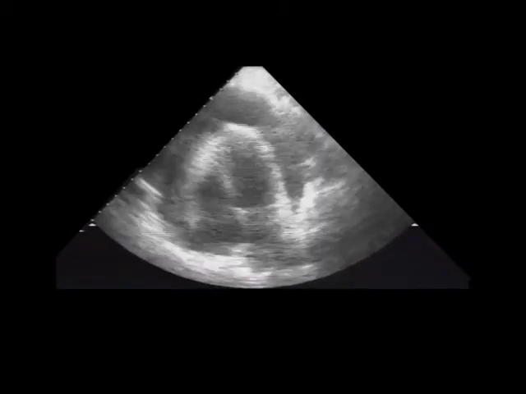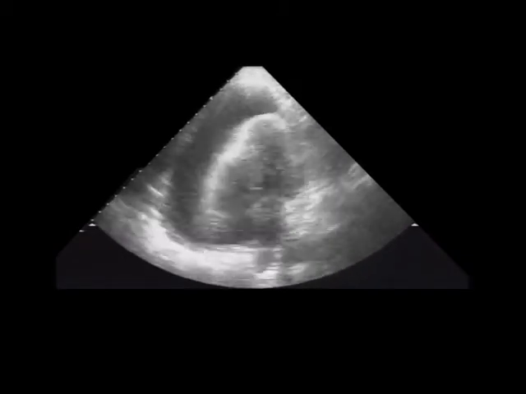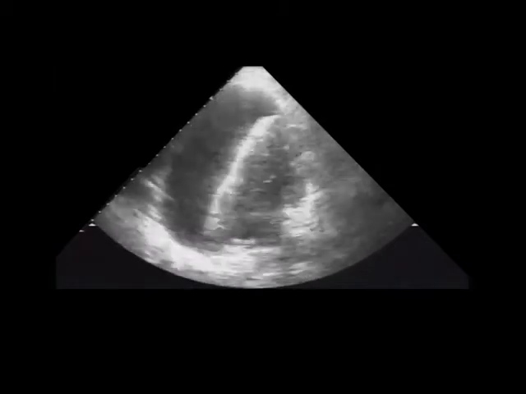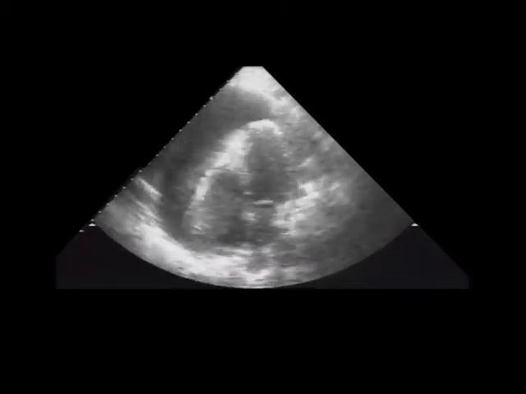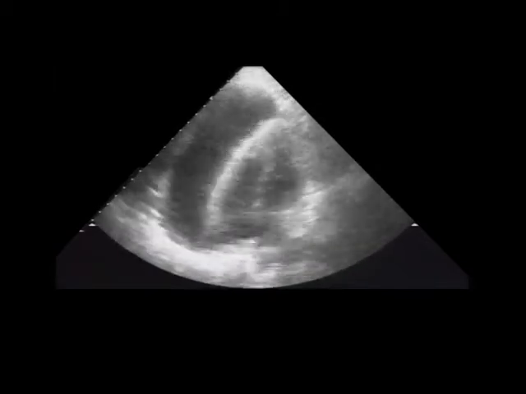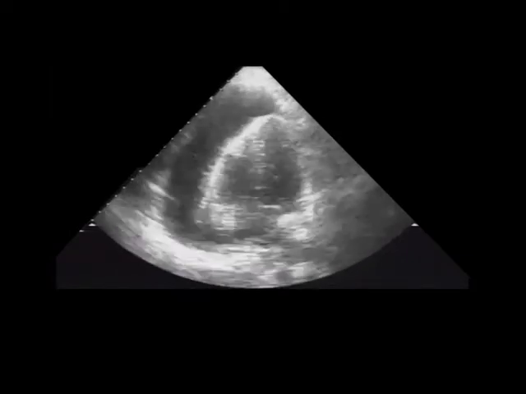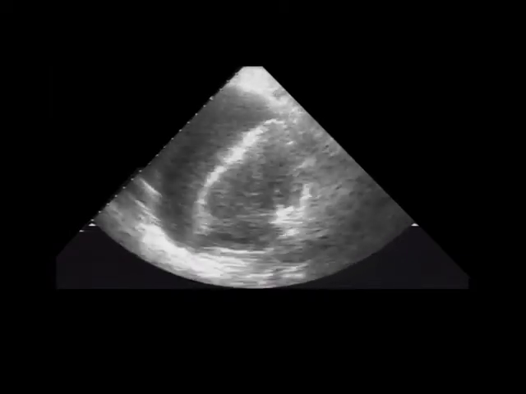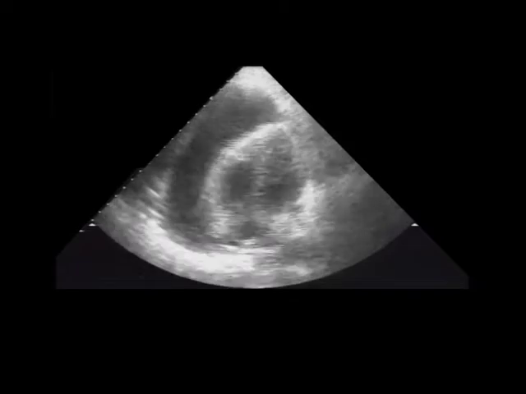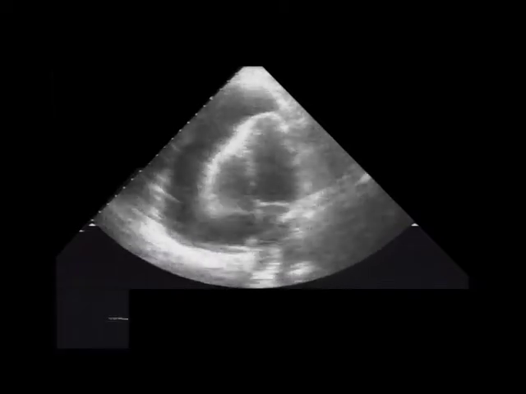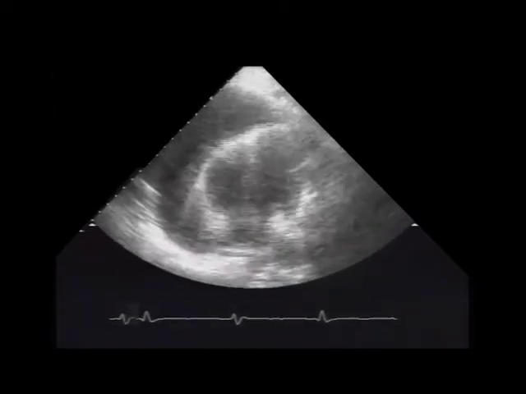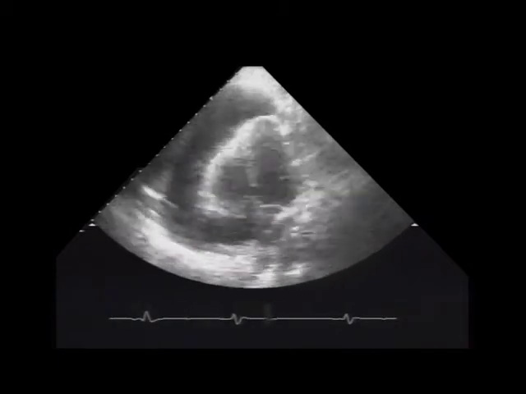What do you think an EKG finding might be in this particular setting? Electrical alternans. And you said low voltage, and you're both right. It turns out that in the setting of pericardial tamponade, the most common EKG finding is low voltage. The second most common finding is this, electrical alternans. But look how low that voltage is there.